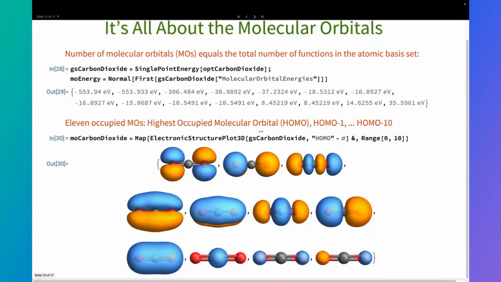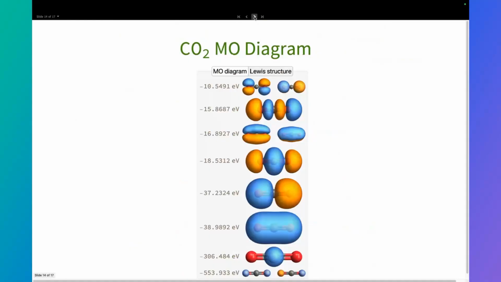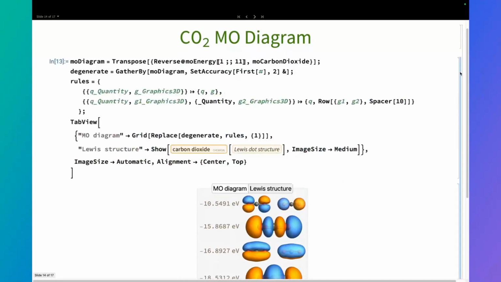And that's lovely. And now we've got the energies. Well, with those two combined, we can look at a molecular orbital diagram, which is a way to understand what's going on in a molecule. So let me walk you through this. And I should show the code for this is not hard.